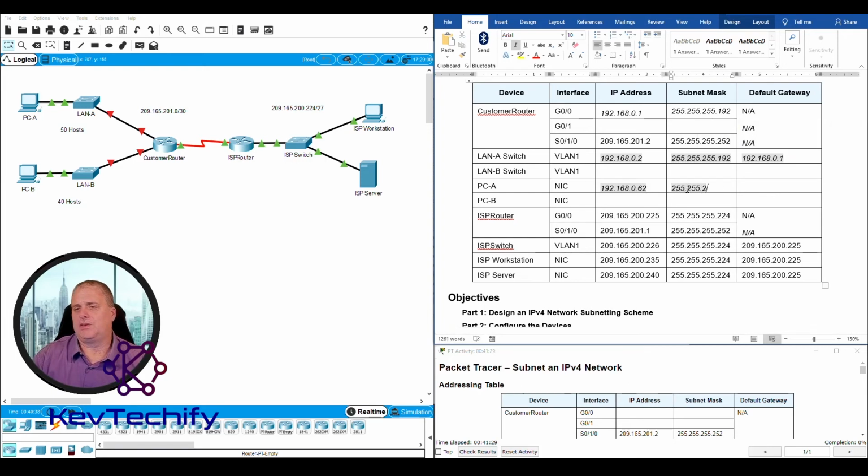255.255.255.192. And the default gateway, once again, our default gateway for this network is our exit off. It's this interface. It's the interface on customer router. It's the gig 00 interface. It's this IP address right here. Default gateway of 192.168.0.1. There we go.